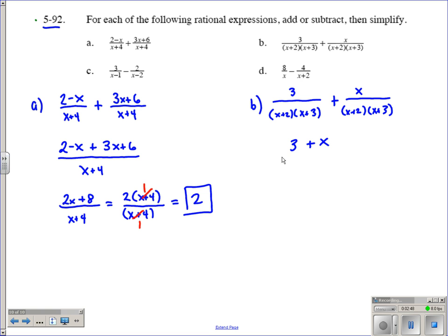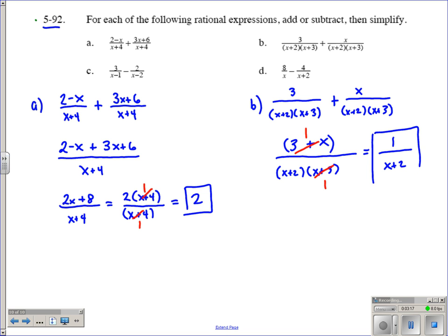So 3 plus x over x plus 2 times the quantity of x plus 3. Well, if you think about it, 3 plus x is the same thing as x plus 3. So we have the same factor divided by itself, which gives us 1 over 1, and leads us to our answer of 1 over the quantity of x plus 2. There is our answer for part B.